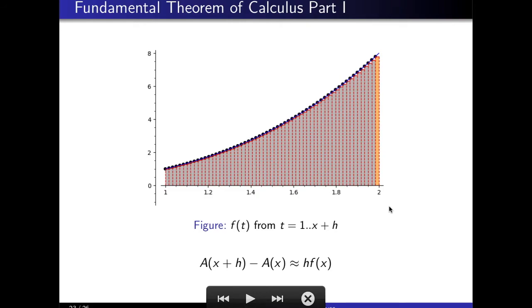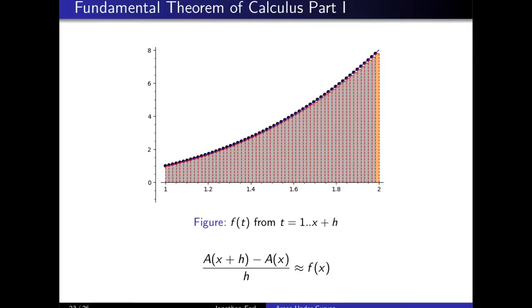Okay, well, the difference between the area function evaluated at x plus h, so this right point here, which is in line with 2, and where we were before, just a little bit to the left of 2, is approximately h f of x, where h f of x is this area that's in orange. So f of x is right here, and h was the width of this rectangle.